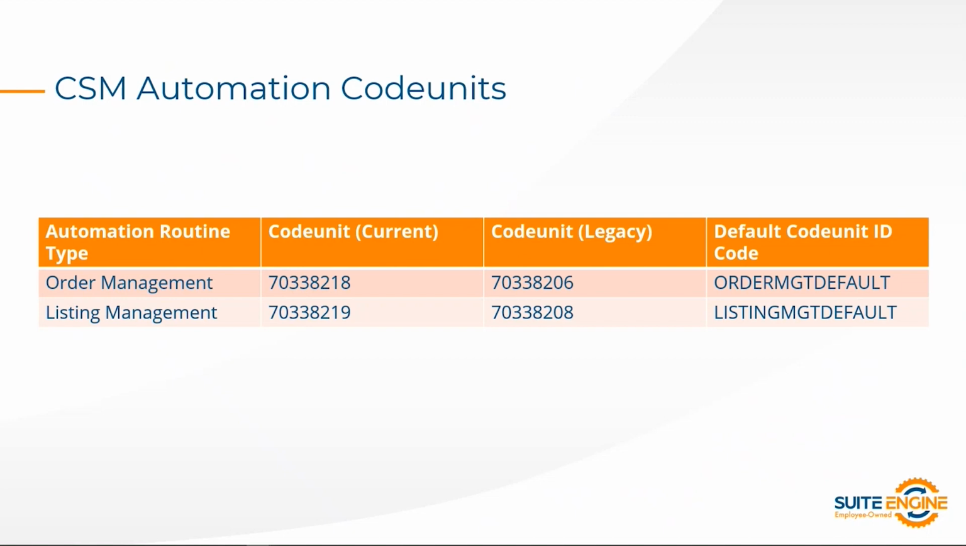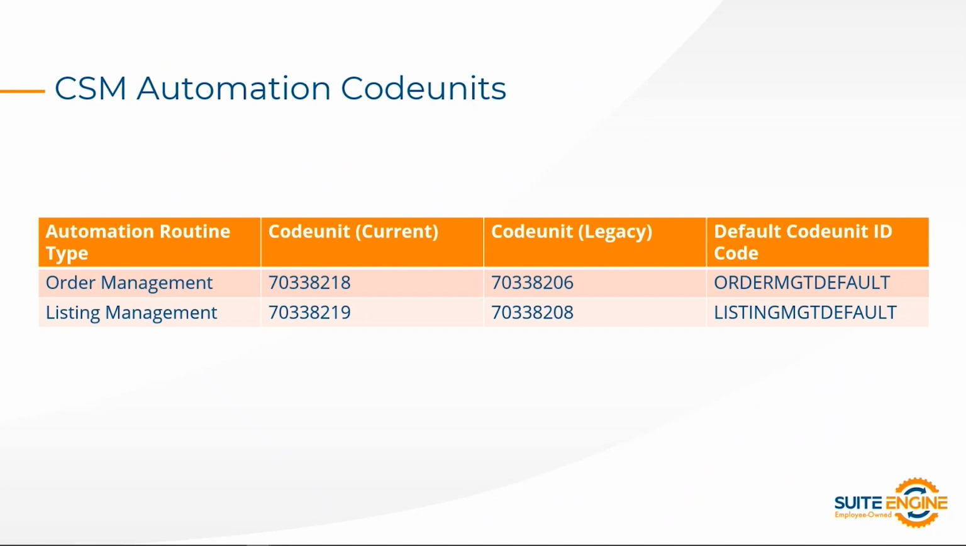But again, what I want to reiterate is that if you're a current CSM user and you haven't experienced any issues with your automation, there's no need for you to make any changes. You can pretty much leave everything as is. You can replace your legacy code units with the current ones if you want to. That's fine, but there's nothing wrong with the ones you're currently working with.